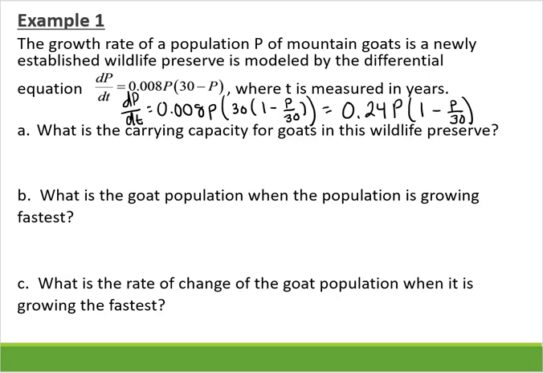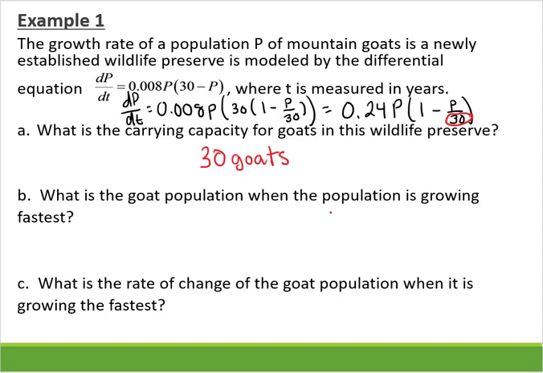Okay, so from here, what is the carrying capacity? So you just have to look at the equation and determine what the carrying capacity is. It's this number in the denominator, 30 goats. So that means that there's a maximum of 30 goats that this wildlife preserve can sustain.